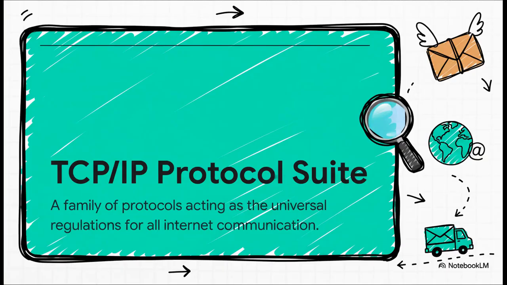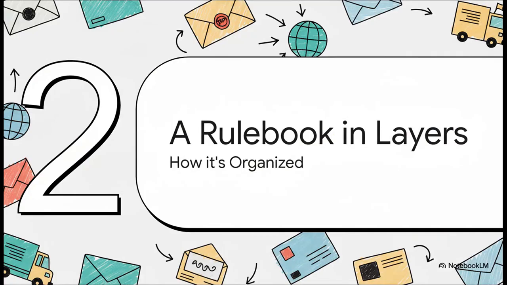And the solution is this brilliant thing called the TCP/IP protocol suite. You can just think of it as the internet's official rulebook, or its universal postal regulations. It's basically a whole family of rules or protocols that every single device agrees to follow. And that's what ensures a message you send from your phone in Tokyo can be perfectly understood by a server in Toronto.